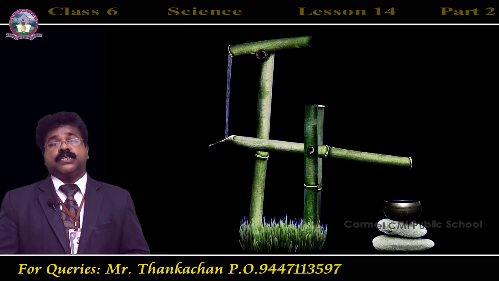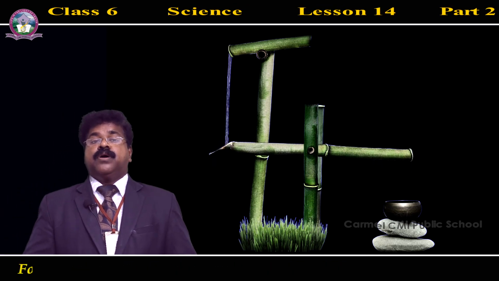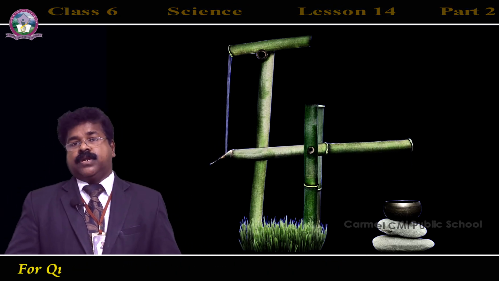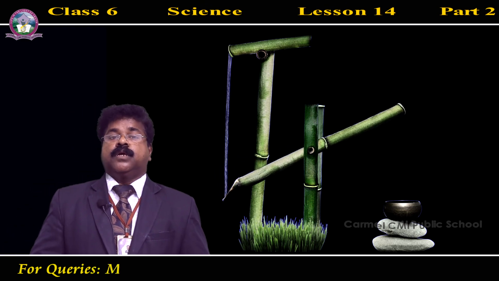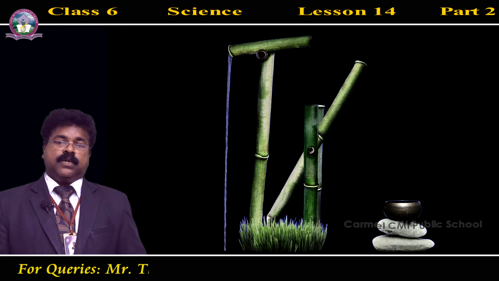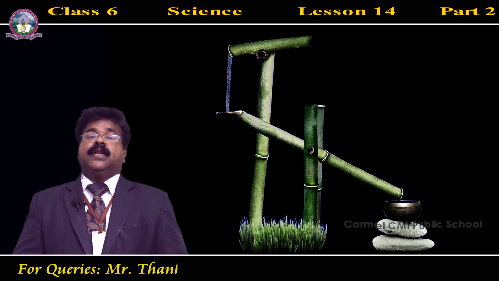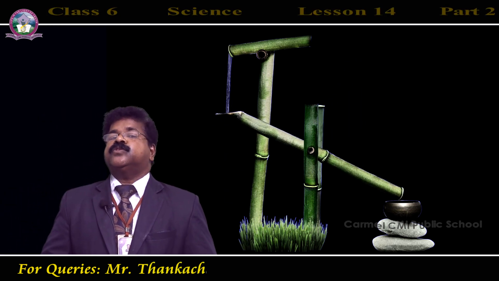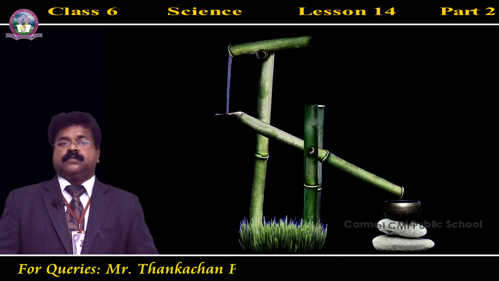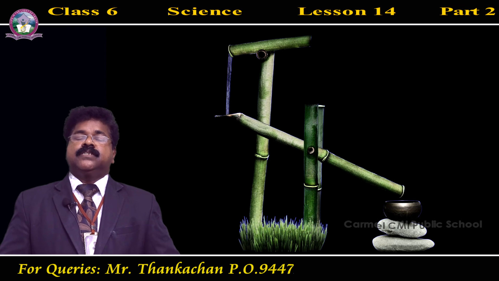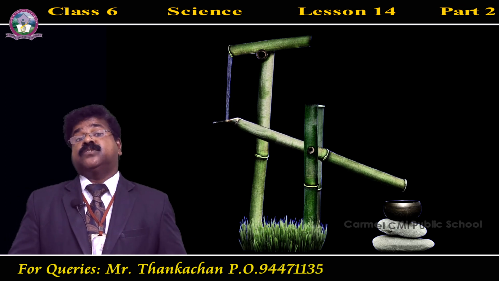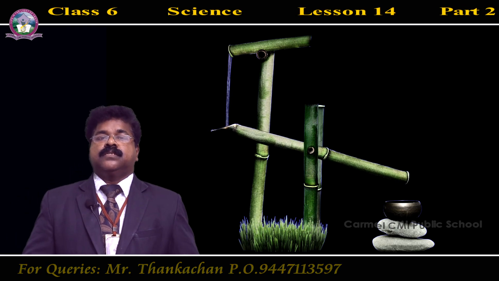The next word is flood. F-L-O-O-D. Flood. Then groundwater. G-R-O-U-N-D, ground. W-A-T-E-R, water. Groundwater. The next word is hail. H-A-I-L. Hail means what? Small balls of ice which come down after condensation of water vapor. That is known as hail.